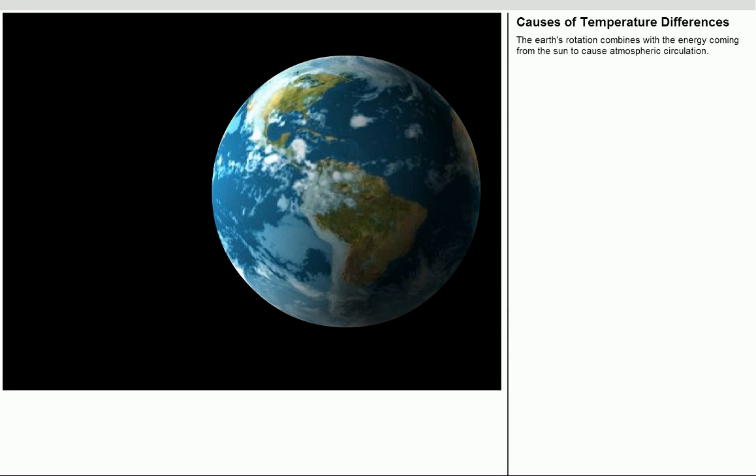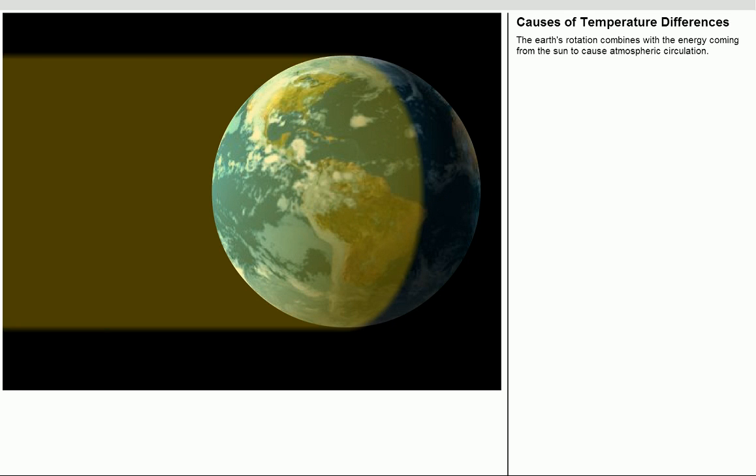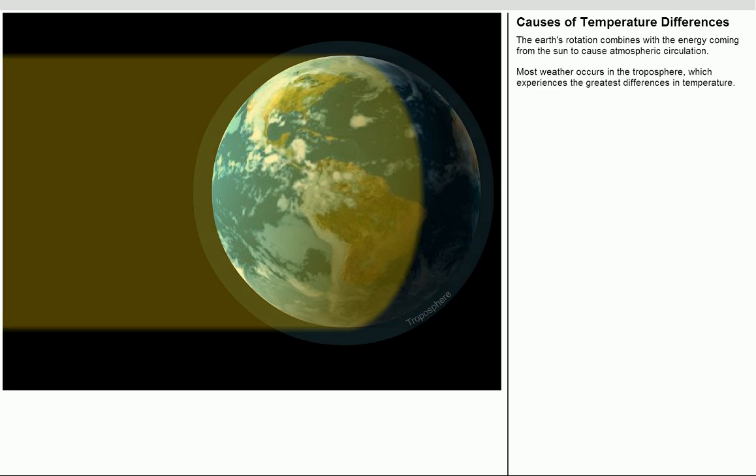The atmosphere is always moving. The Earth's rotation combines with the immense energy coming from the Sun to cause atmospheric circulation. Most weather occurs in the troposphere, which experiences the greatest differences in temperature.